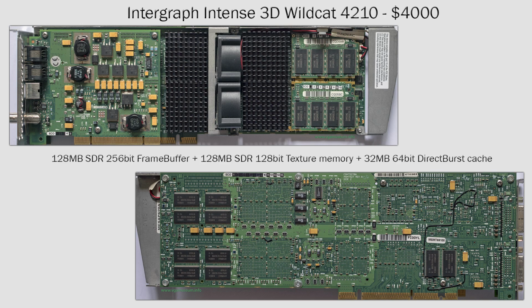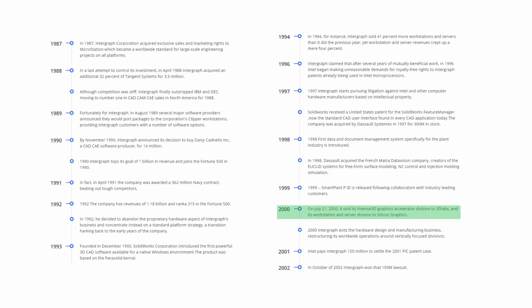3D Labs continued developing the Wildcat architecture until 2006, at which point they too left the graphics market, and that would mark the fall of one of the last surviving titans of the professional graphics market. Since then, the market would be split between NVIDIA and ATI, later known as AMD. So that concludes the history portion of the video.